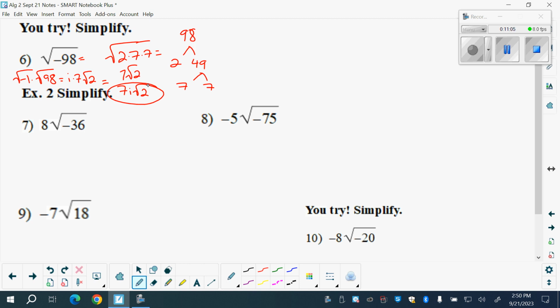Any questions on that? Okay, so number 7. What do we do when there's a number on the outside? What does that mean? Multiply. So we're just going to multiply 8 times square root negative 1 times square root 36. What is the square root of 36? 6. So this is 8 times 6i, which gives us 48i.